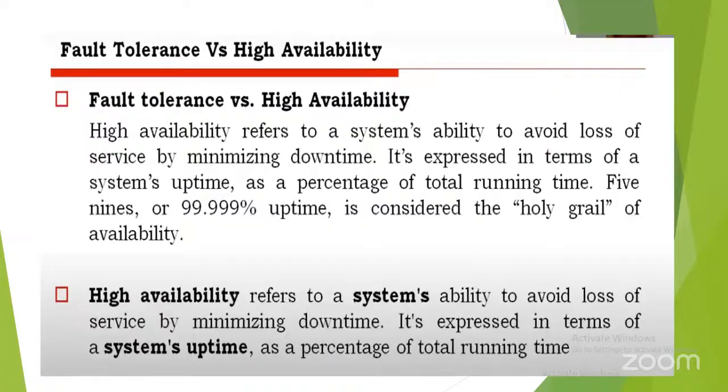Fault tolerance versus high availability. High availability refers to the system's ability to avoid loss of services by minimizing downtime. This is expressed in terms of system uptime as a percentage of total running time. 99.999% uptime is considered the holy grail of availability.